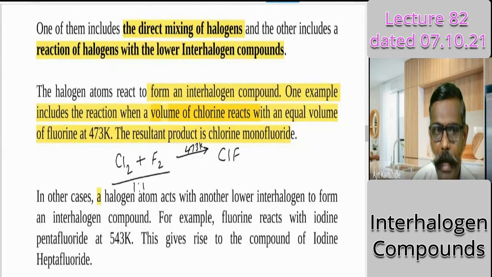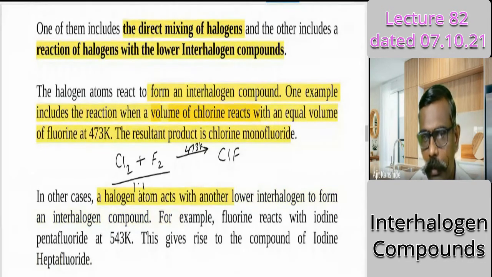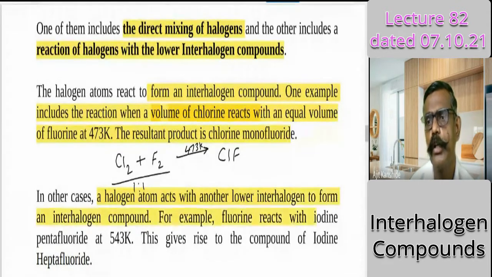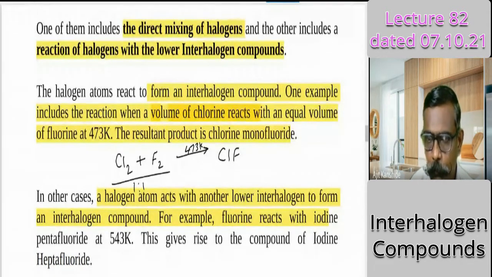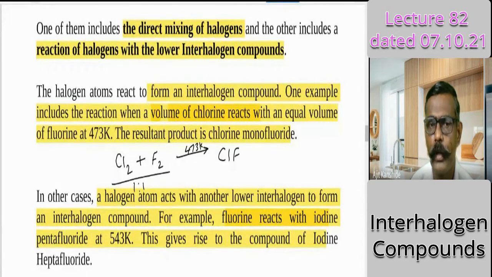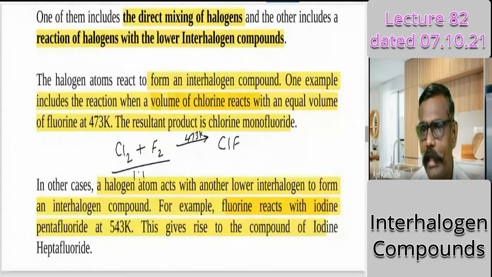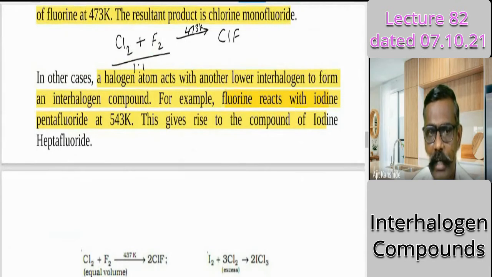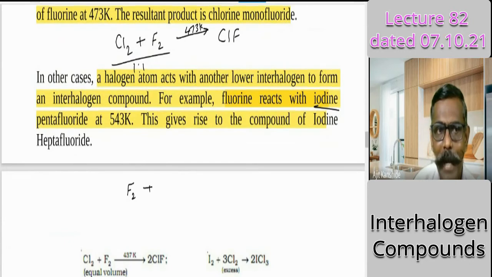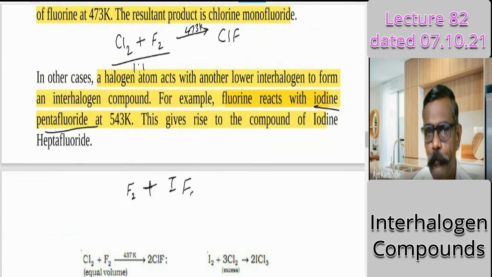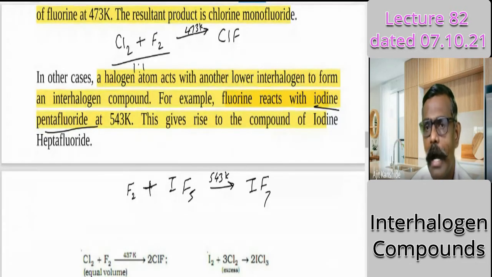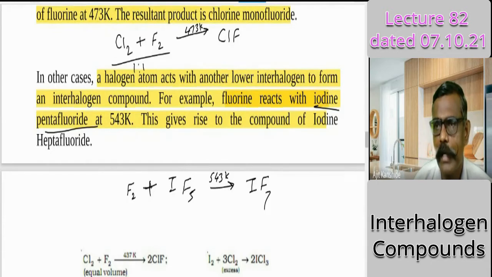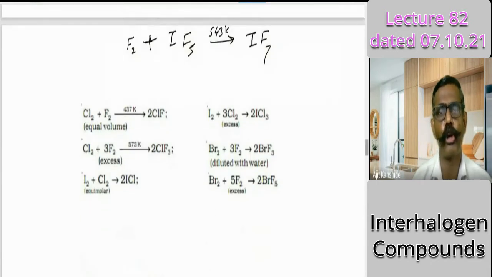In other cases, a halogen reacts with a lower interhalogen to form a higher interhalogen compound. For example, fluorine reacts with iodine pentafluoride at 573 K to give iodine heptafluoride. If I write that reaction: F2 reacts with IF5 at 573 K to produce IF7. A few further reactions are here. You can take a snapshot and work on these reactions.